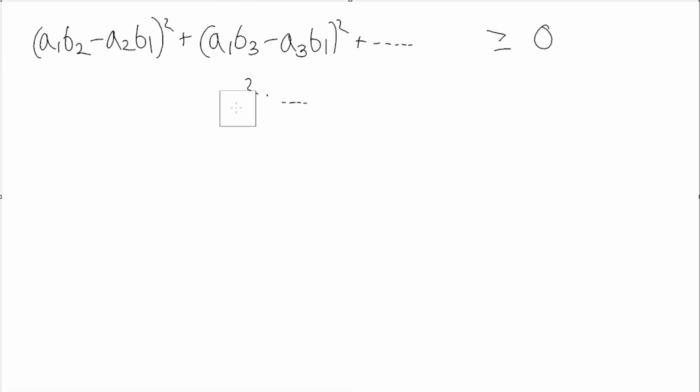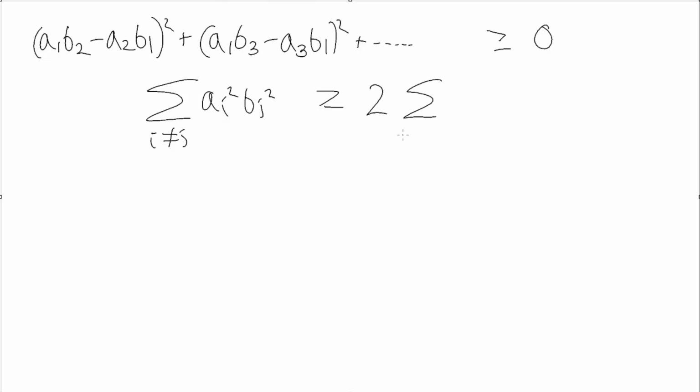So we can actually notate this with sigma notation as the sum over i not equal to j of ai squared bj squared is greater than or equal to 2 times the sum where i is not equal to j of ai bi aj bj. And then we have to add in the a1 squared b1 squared plus a2 squared b2 squared, and so on and so forth, that we canceled out earlier.